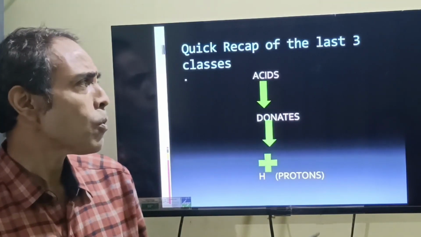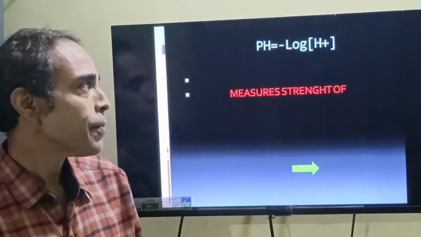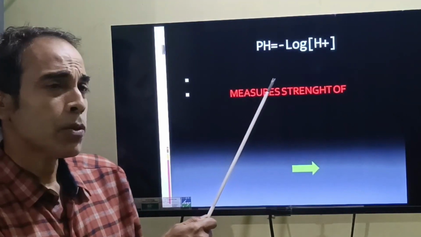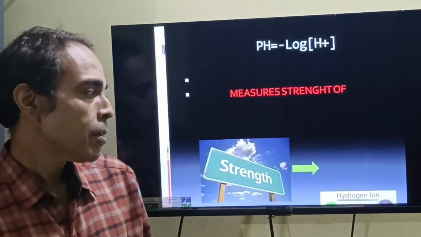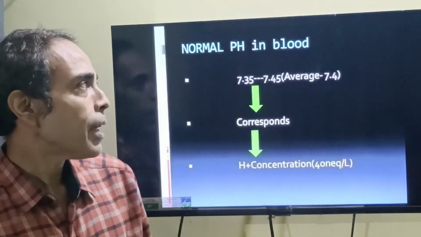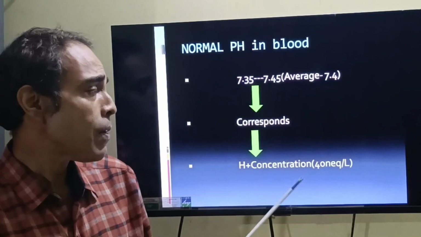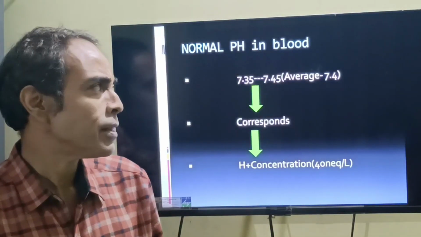For a quick recap, we define acids as substances which donate hydrogen ions, and we measure the strength of an acid with the help of pH, which is nothing but the negative log of the hydrogen ion concentration. The normal pH in blood is 7.35 to 7.45, which corresponds to a hydrogen ion concentration of 40 nanoequivalents. This was the last class we did.